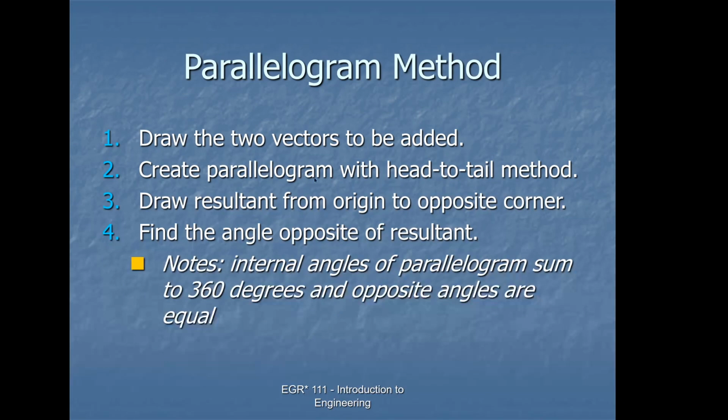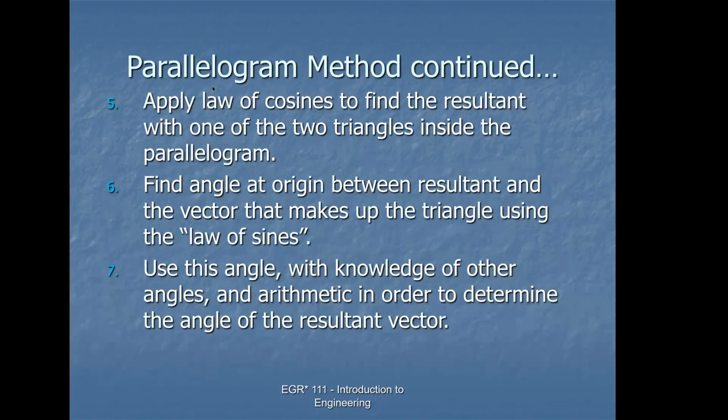Parallelogram method. This is going to draw 2 vectors to be added, creating a parallelogram essentially by adding the 2 vectors head to tail. Draw a resultant vector, find the angles opposite, so the internal angles. Apply the law of cosines to find the resultant, and find the angle between the resultant and the vector that makes up the triangle using the law of sines. Okay, so these are the steps, and like I said, I'll go through an example with that.